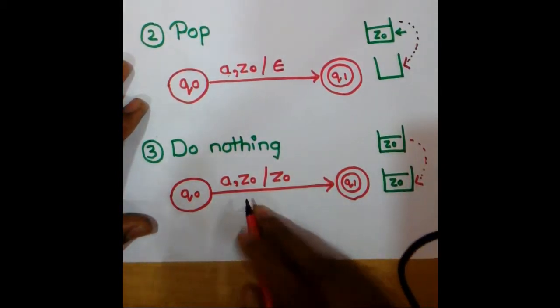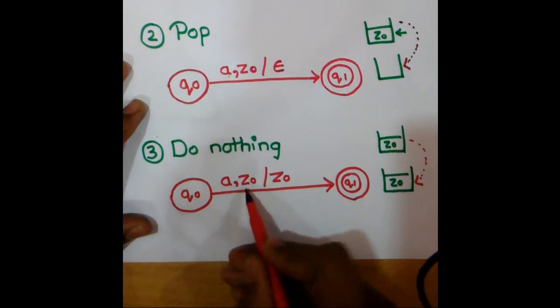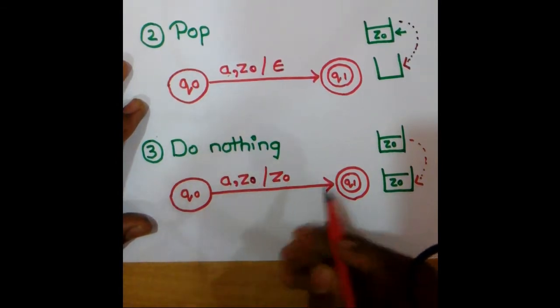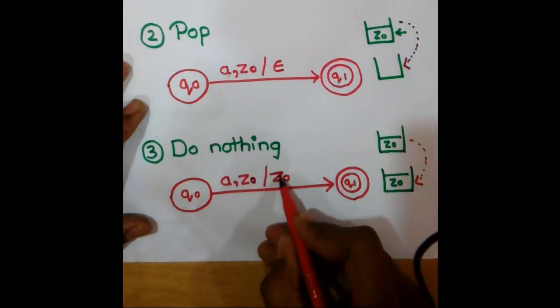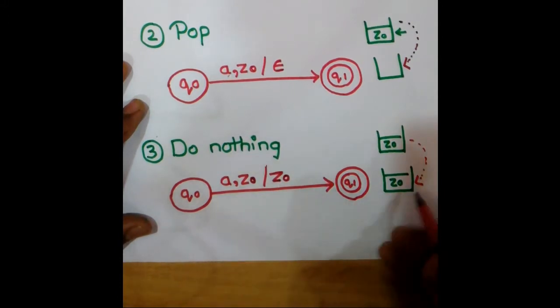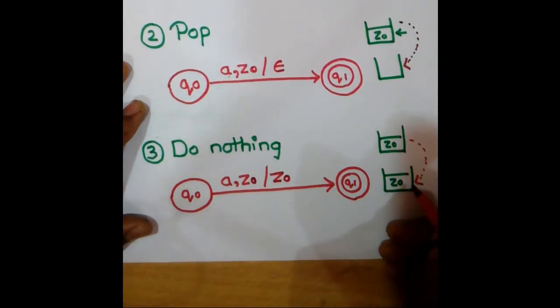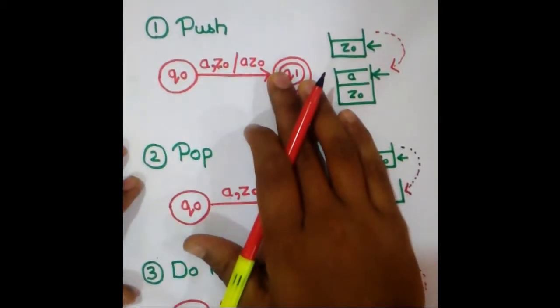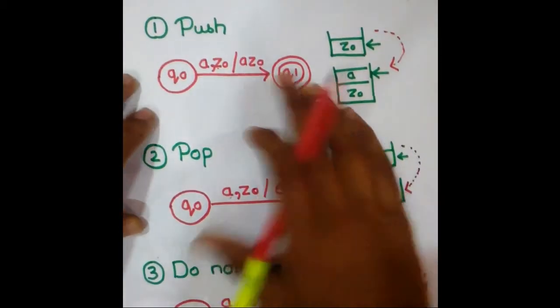Then the third is the do nothing operation. In this, if a is the input and Z0 is the element inside the stack, we are just letting the Z0 remain inside the stack. We are not changing it. So the before and after stack are the same. We can also represent this diagram using a transition function as follows.